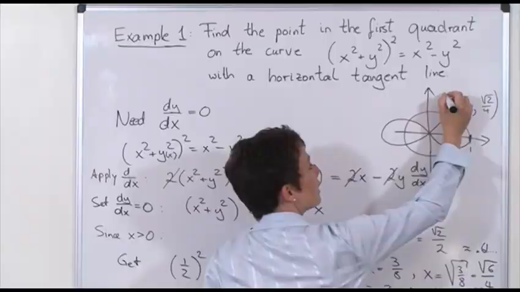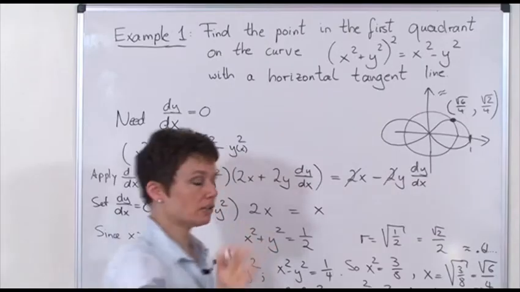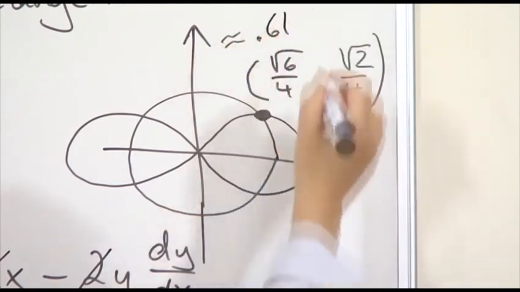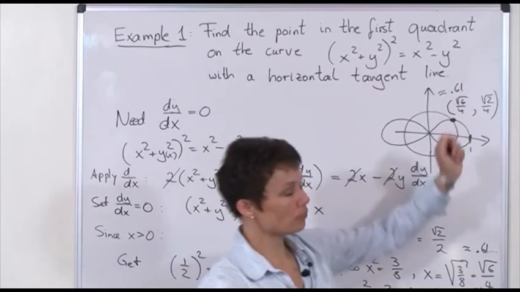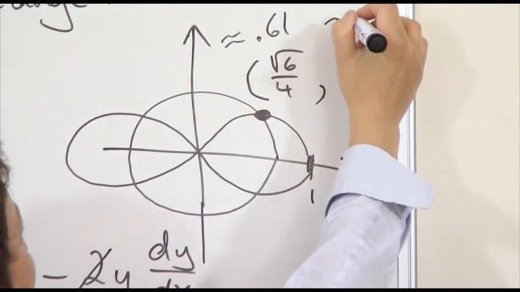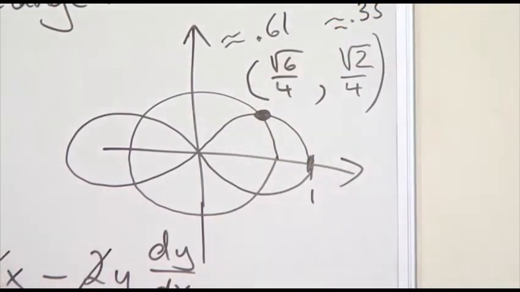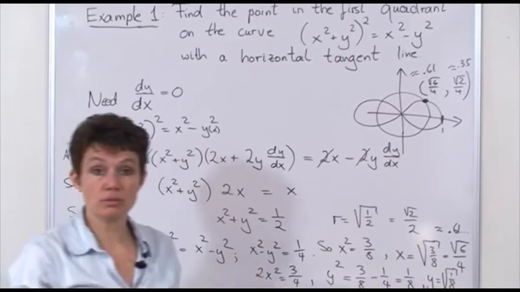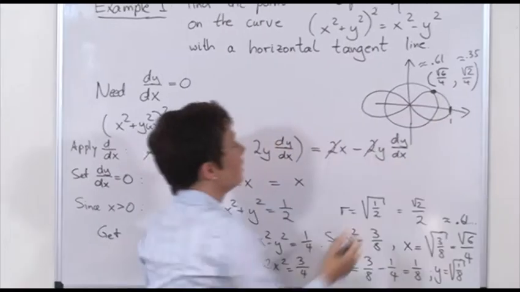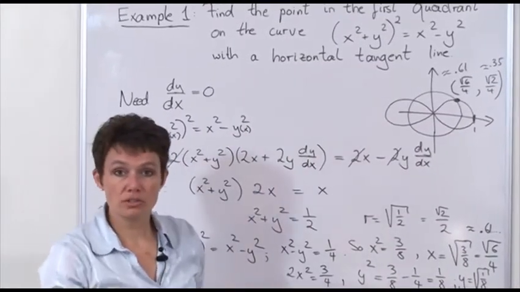So let's just think back to when we looked at the picture. So the x-coordinate is about 0.61. Square root of 2 over 4 is about 0.35. So that roughly corresponds to what we expected when looking at the picture. So we've identified here this point with the horizontal tangent line.